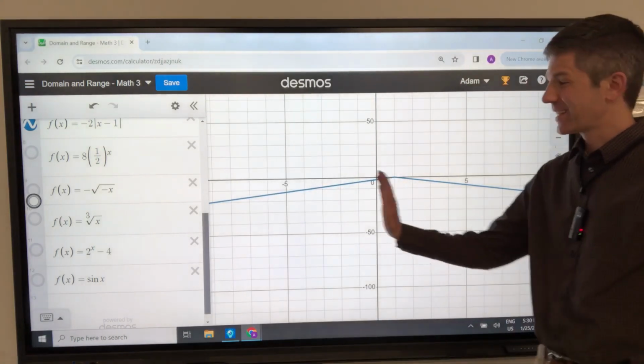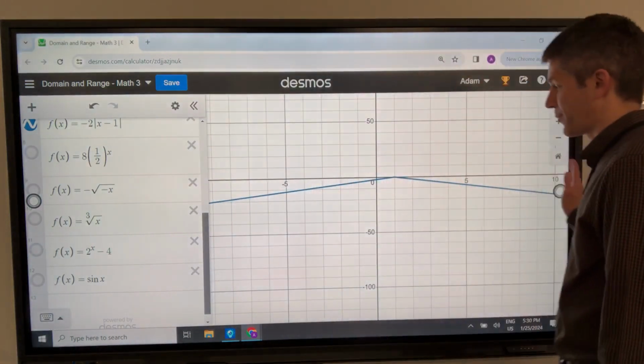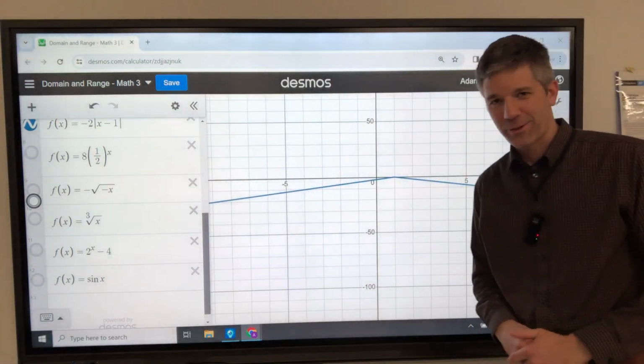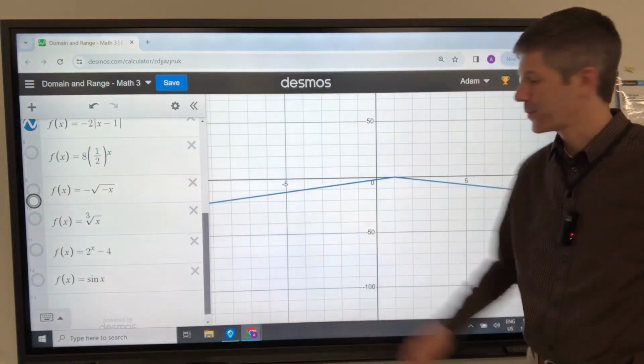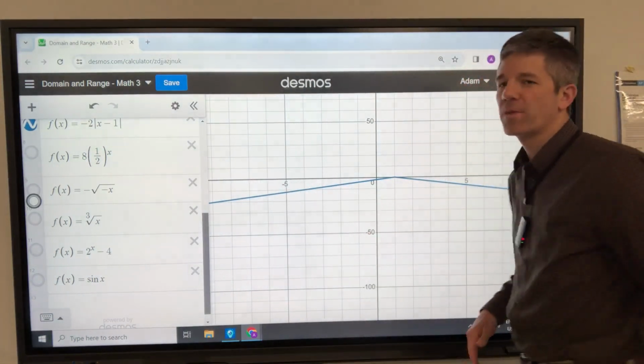Yes, it goes to the left forever. And it goes to the right forever. You can't do that if it's not a touch screen. But in this case, I can. So there we go. Negative infinity to positive infinity is my domain.